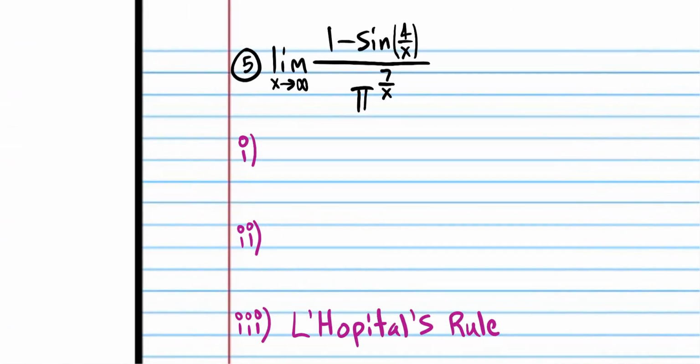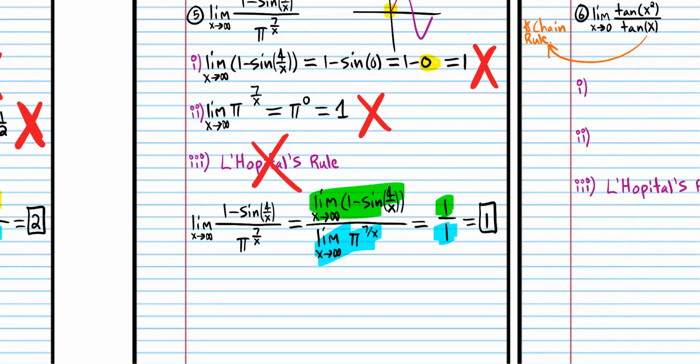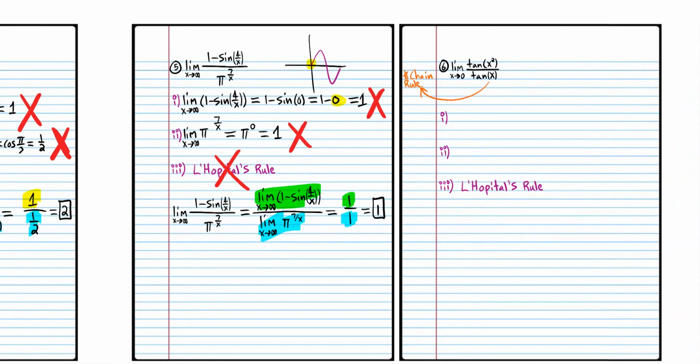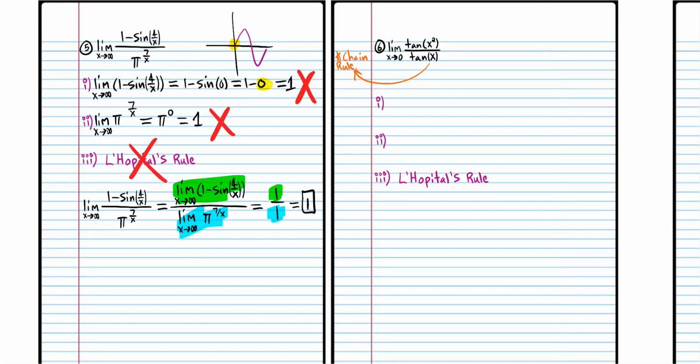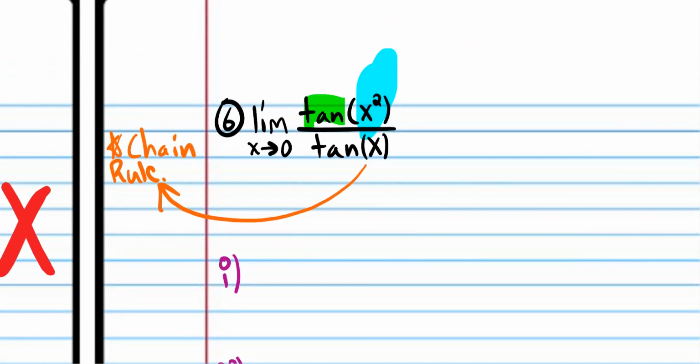Okay, we're back, so our limit is going to be 1. So if you got that right, excellent. Okay, I want you to try one more of these types of problems. In this problem, you're going to need the chain rule when you find the derivative of tangent x squared, because we have a function inside another function. So we have to use the chain rule.